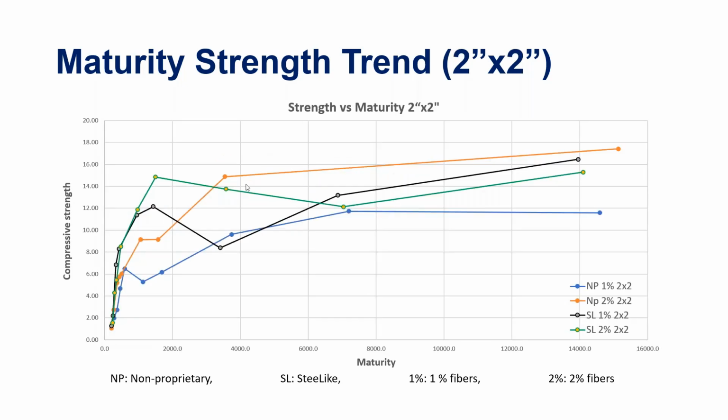But for the 2x2, we found that sensors really wouldn't lead to any consistent trends. So we are not recommending to use the 2x2 cubes for maturity curve development. So that's the first type of results we are getting.